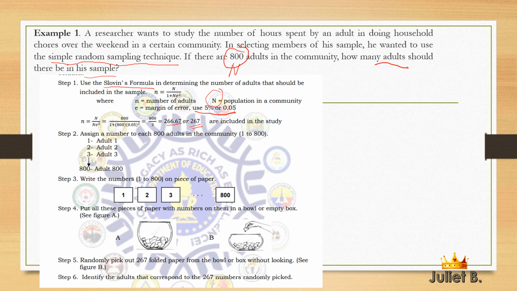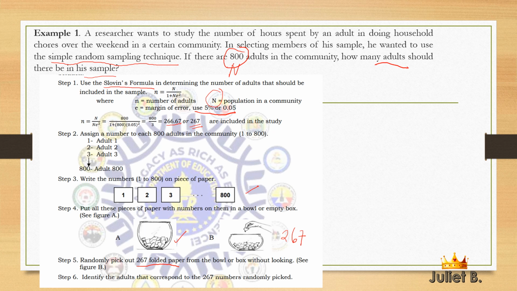So, ang gagawin na ngayon, ililista niya na ang mga pangalan, si adult 1, si adult 2, si adult 3, hanggang sa ika-adult 800 sa isang papel. Tapos, ilalagay niya na yun sa urn. And then, sunod niyang gagawin, magdodraw na siya. Bubunot na siya ng 267 folded paper from the bowl or box without looking. Tapos doon, i-identify niya na kung ano yung mga nabunot niya.